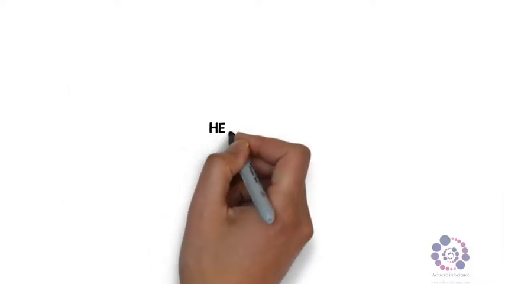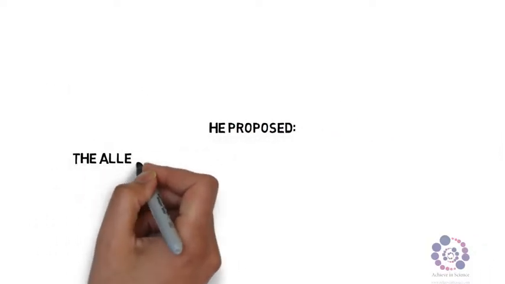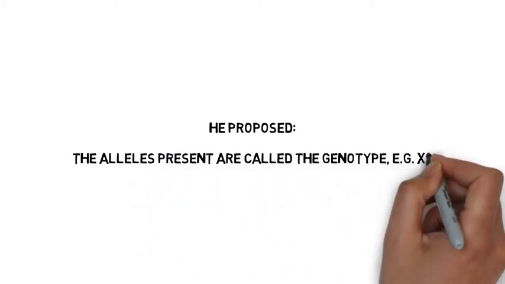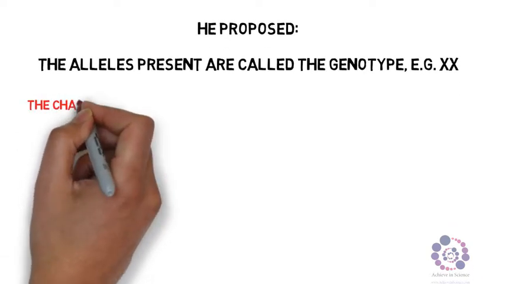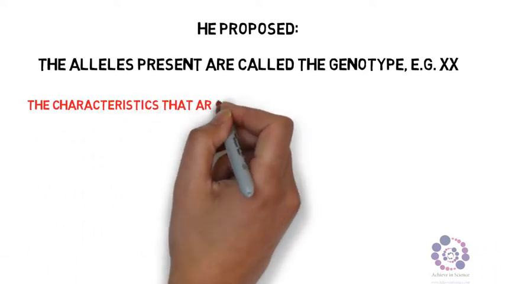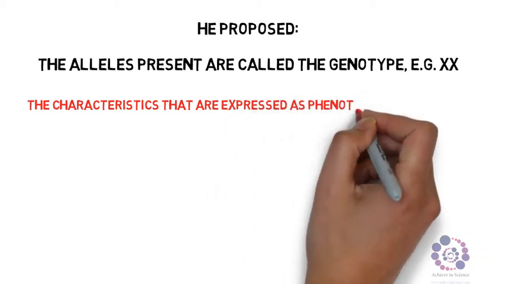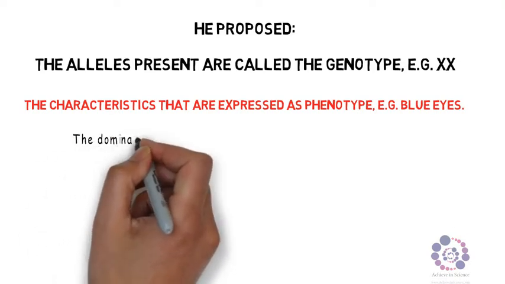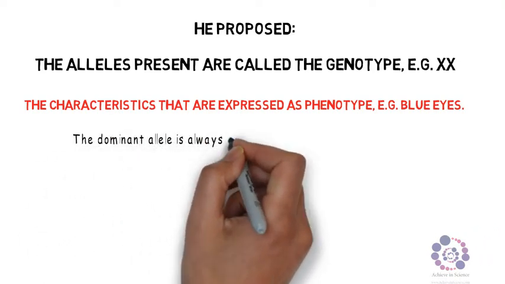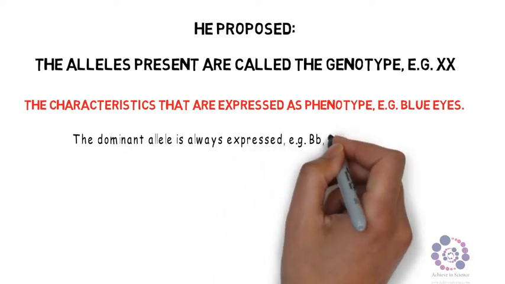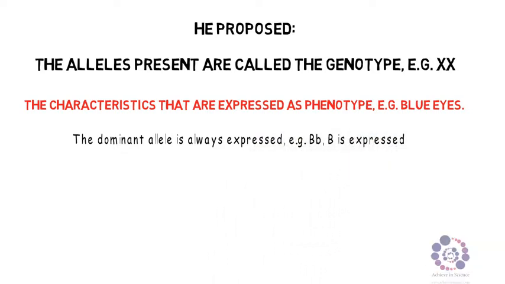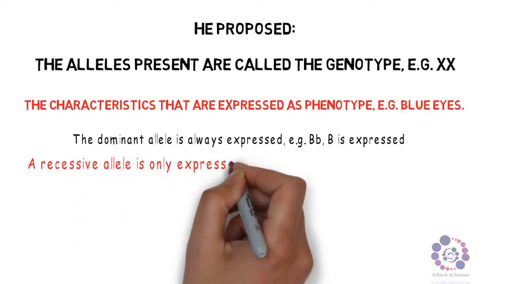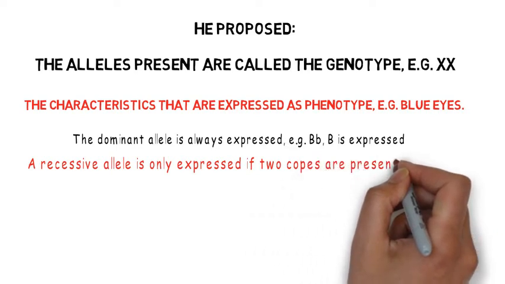Well, first of all he proposed the idea that the alleles present are called the genotype, e.g. Tt, because you have 2 genes, one from mum and one from dad. He said the characteristics that were expressed were referred to as the phenotypes, e.g. blue eyes. He said that there was a dominant allele, and that was always expressed, e.g. BB, where the capital B is the dominant allele, and that is expressed.